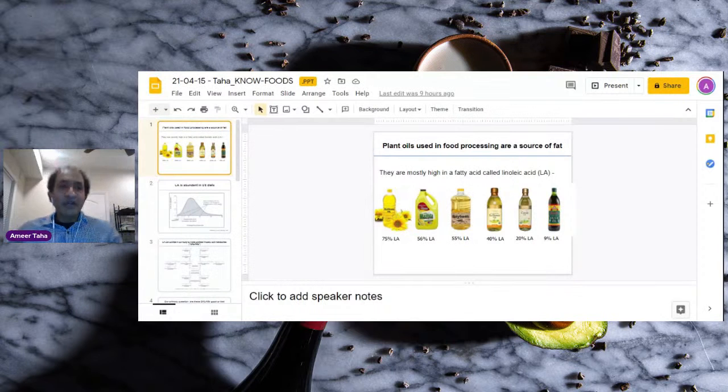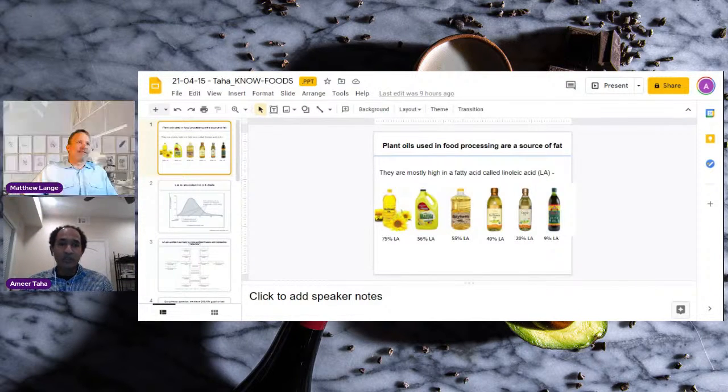Sure. Thanks, Matthew. So a lot of you are familiar with lipids, also commonly known as fats. They're in the food supply, but importantly, they're also in the brain.